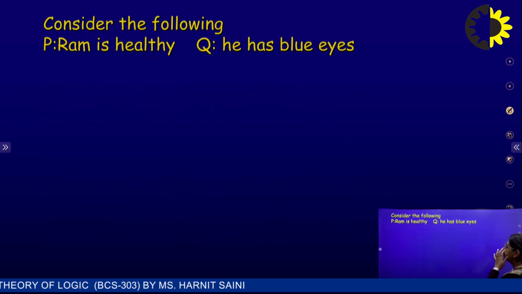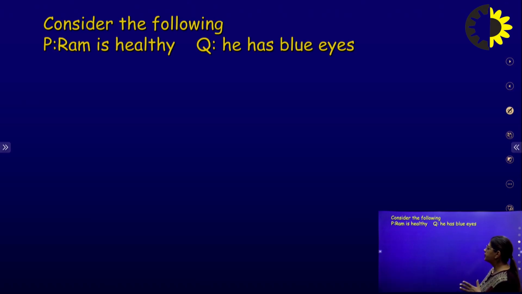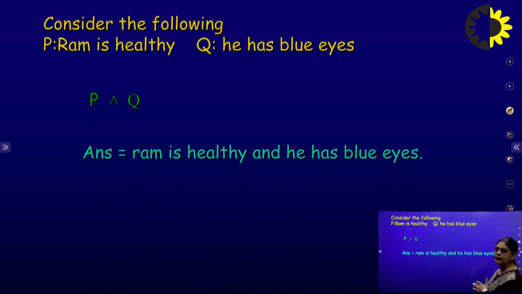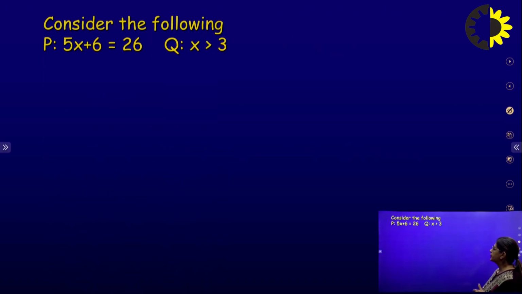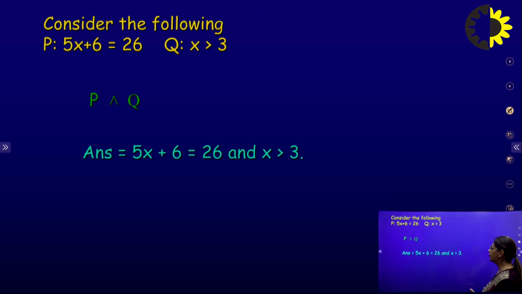Now, Ram is healthy and he has blue eyes. Now, we are having two statements, P and Q. For P, it is Ram is healthy and Q is he has blue eyes, right? Then P and Q will be Ram is healthy and he has blue eyes. This way we have to write, right? P is 5x plus 6 is equal to 26 and Q is x is greater than 3, right? Now we have to put an and in between them, right? The statement will become 5x plus 6 is equal to 26 and x is greater than 3.